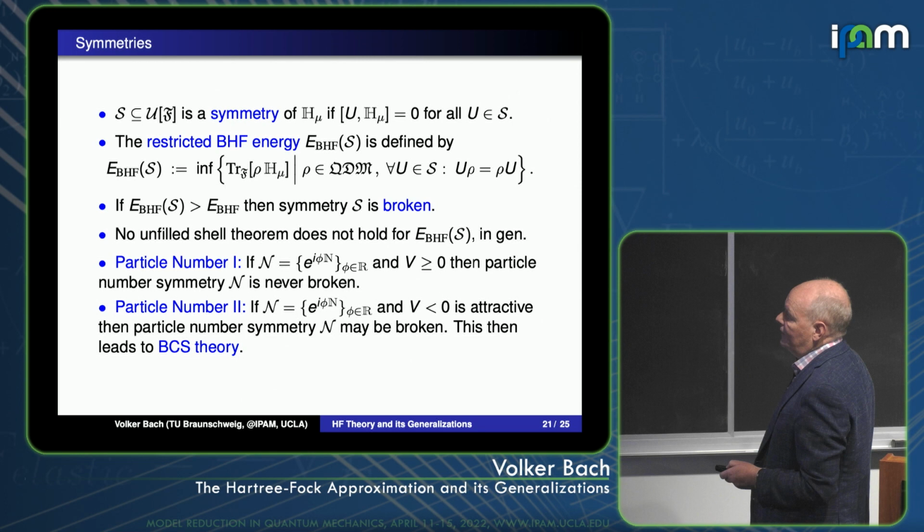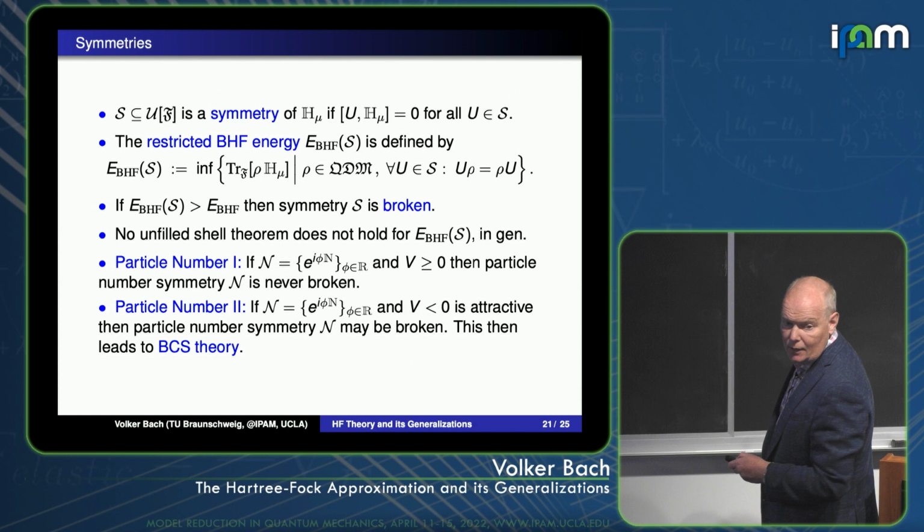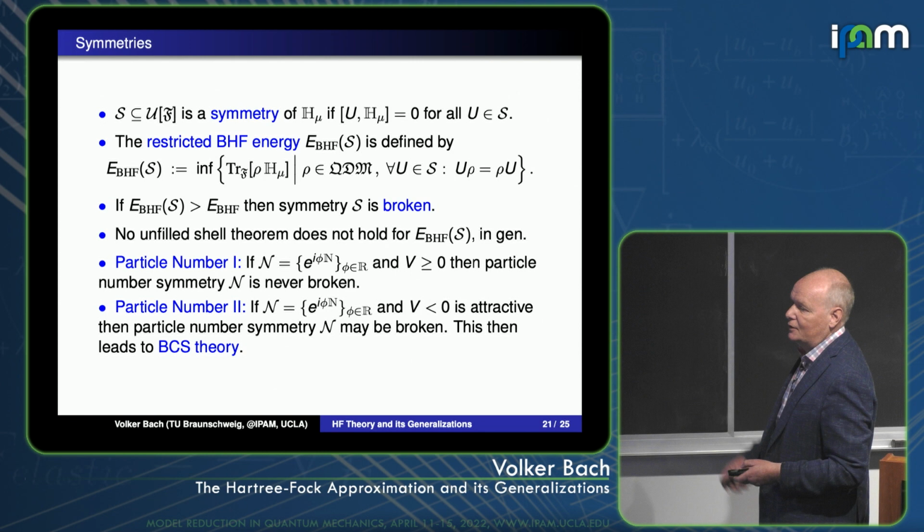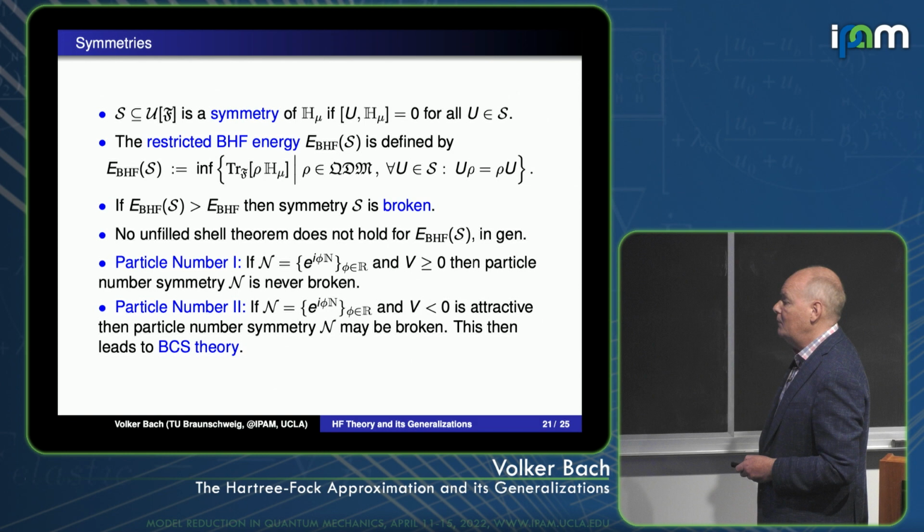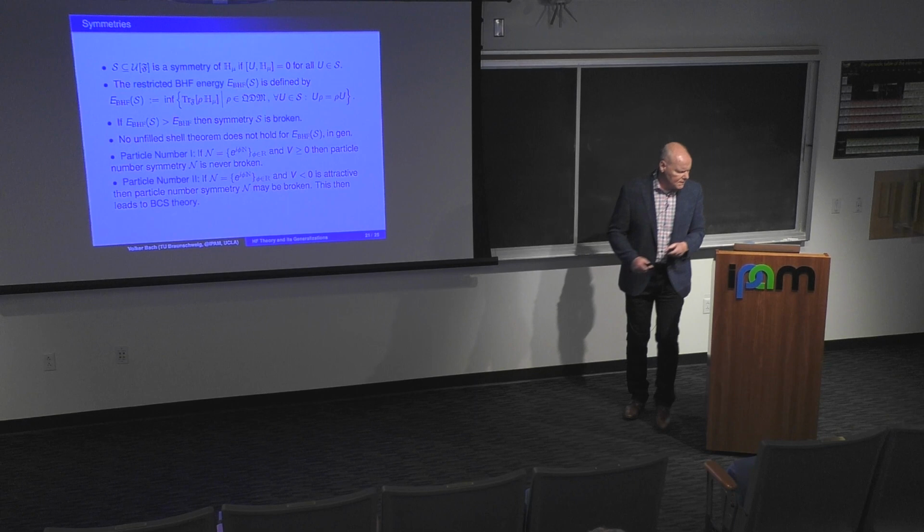We have already seen that the particle number symmetry, the symmetry generated by exponentiating the number operator, gives no broken symmetry if the interaction is repulsive. That is what I had just stated before, just in different terms. If, however, the potential is attractive, then the particle number symmetry may be broken. It doesn't mean it always is, it may be. In this case, this would lead to a BCS theory. We'll come to this in a second.